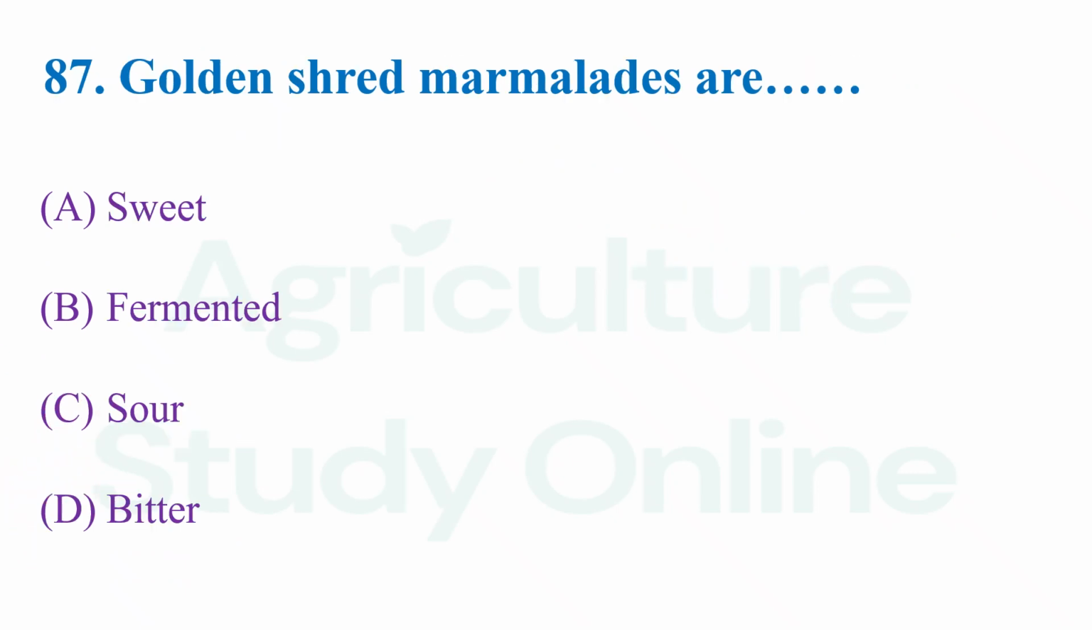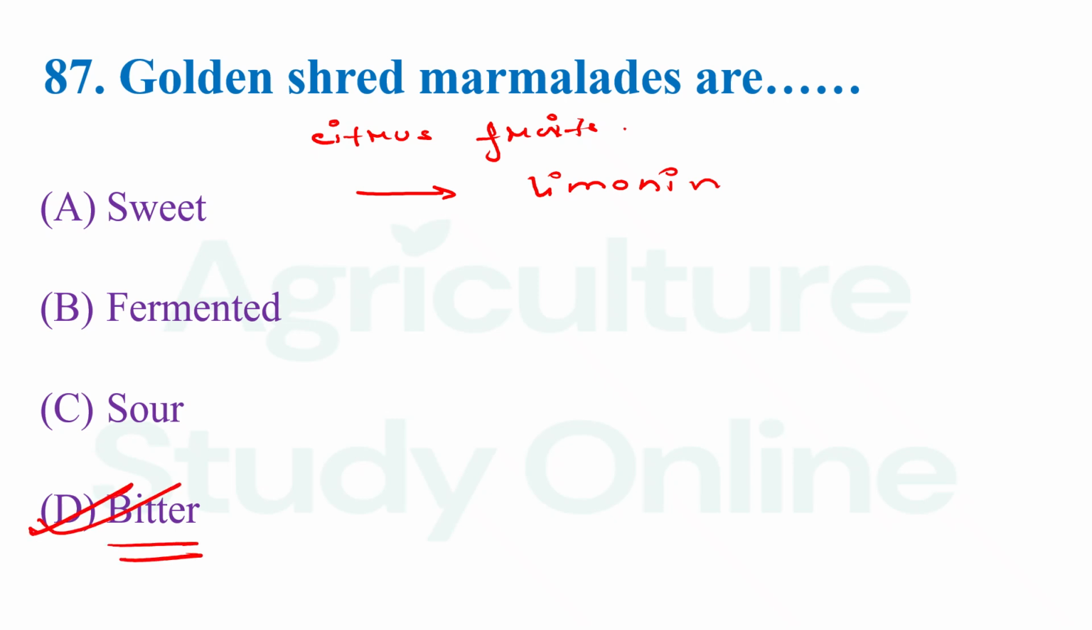Golden shred marmalades are, so golden shred marmalades, it is made primarily from the citrus fruits, especially the oranges. It is made from the peel of it, that is shreds. So the peels basically contain limonene and some bitter compounds. So this will give marmalade a characteristic bitter taste. Even though we are adding sweet to it, but a bitter taste will be there.